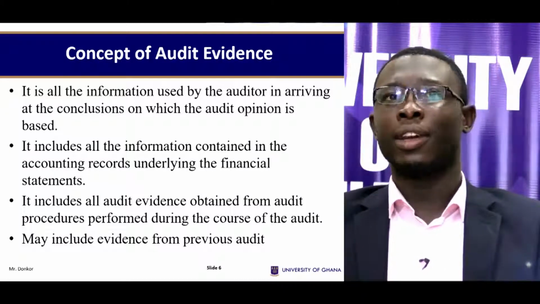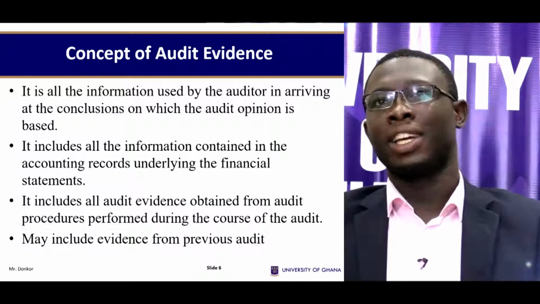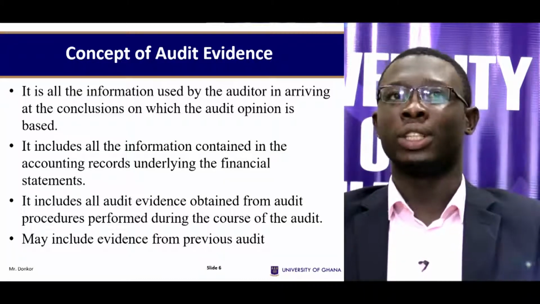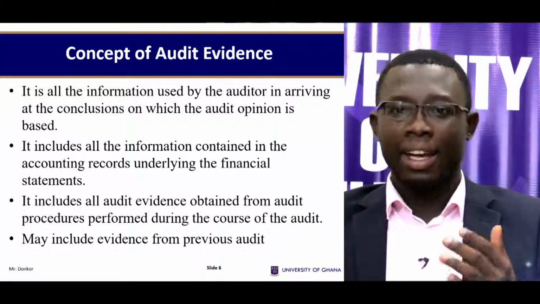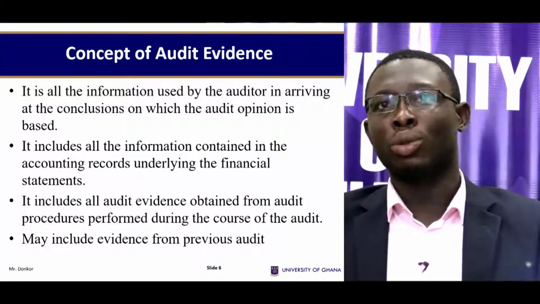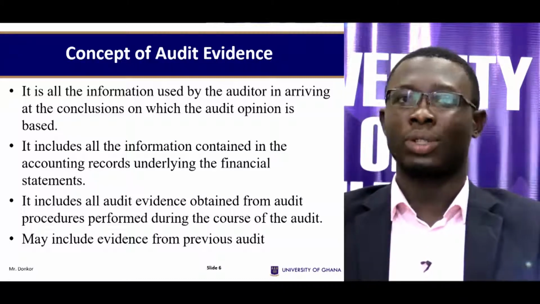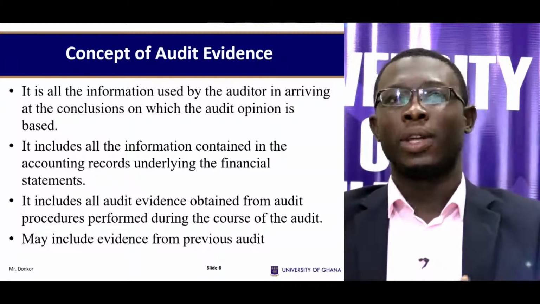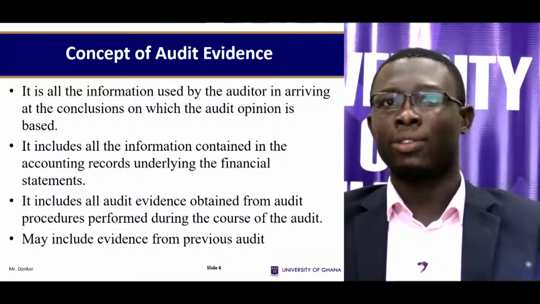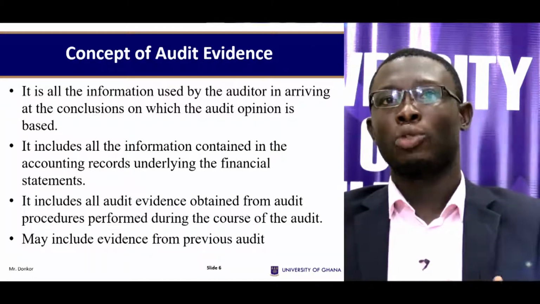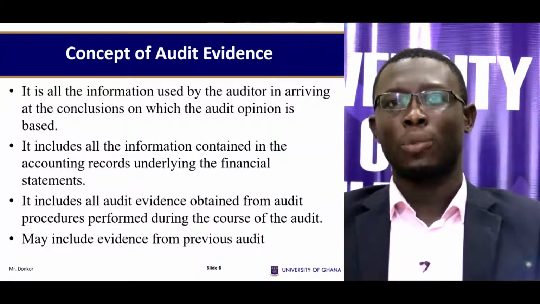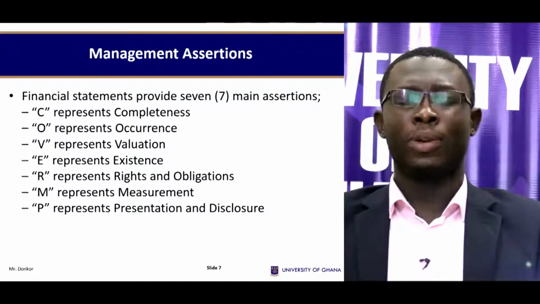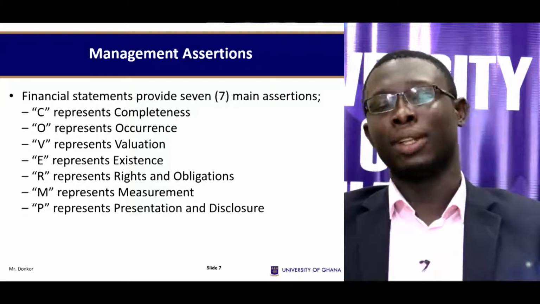It is the information used by the auditor in arriving at conclusions on which the audit opinion is based. It includes all the information contained in accounting records underlying a financial statement. It includes all audit evidence obtained from audit procedures during the course of the audit, and may include evidence from previous audits. I hope you've not forgotten this: the financial statement assertions.